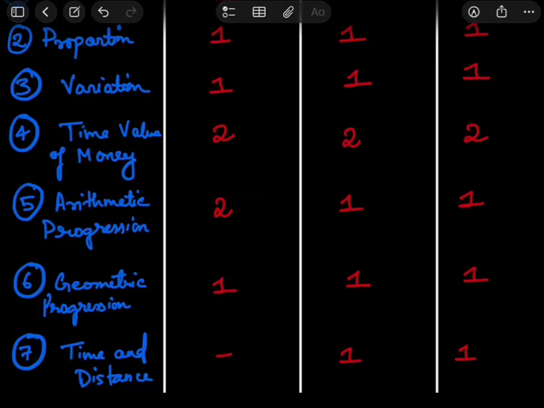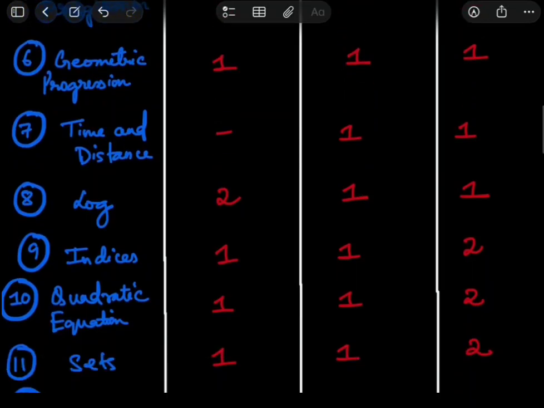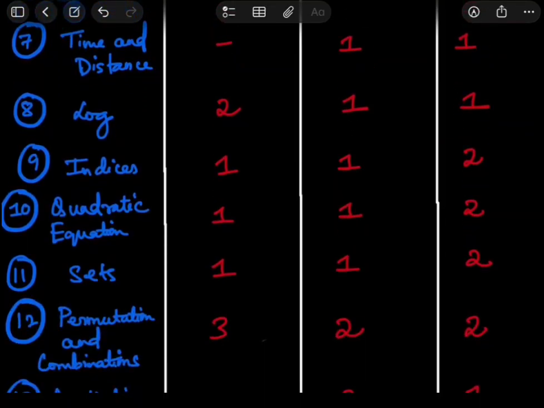Then it's arithmetic progression, in which they ask sometimes 1 and sometimes 2 questions, and geometric progression, they have been asking 1 question in each term. Then we have time and distance, in which sometimes they don't even ask, like the last term, and sometimes they ask 1 question. Then we have log, in which they generally ask 1 to 2 questions. Then we have indices, in which they ask generally 1 to 2 questions, and quadratic equation, in which they have been asking 1 to 2 questions in each term.